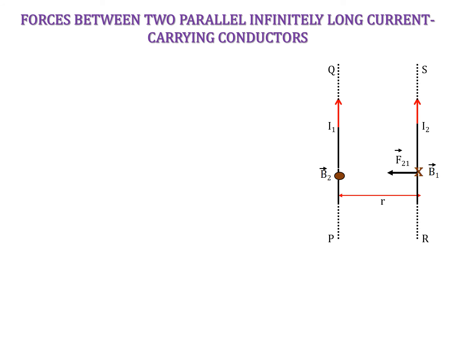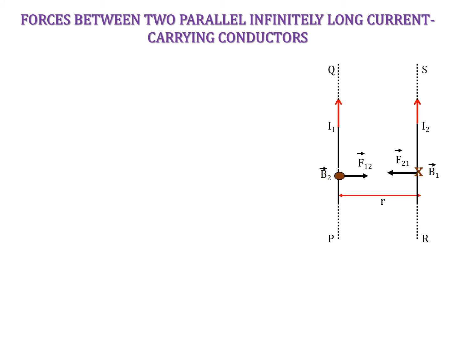Similarly, force on PQ. Current is upwards, magnetic field points outwards. When you apply Fleming's left hand rule, you will see the conductor will experience a force towards RS. So the two conductors experience force towards each other. Hence we say that these conductors will attract each other. Similarly, you can justify why with current in opposite direction, the conductors will repel each other.